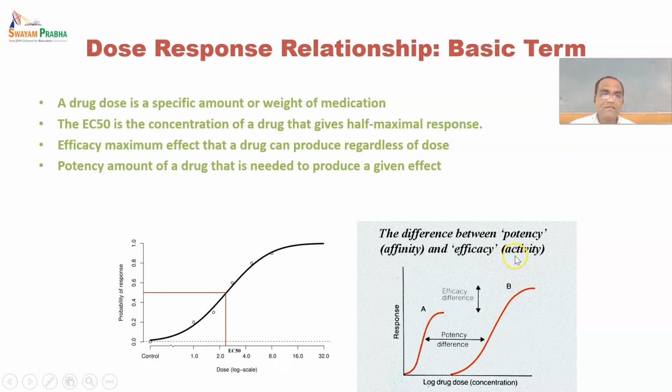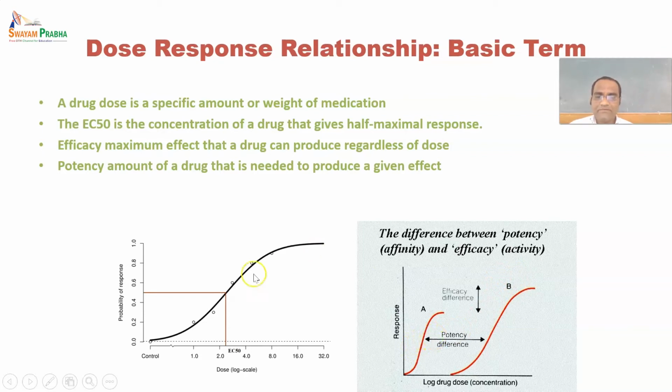Efficacy is nothing but biological activity. Biological activity, or we can say response, increases for B. So we can say that drug A is more potent, but drug B is less potent and has more efficacy than drug A. So drug A is potent, and drug B has more efficacy, or more biological activity.